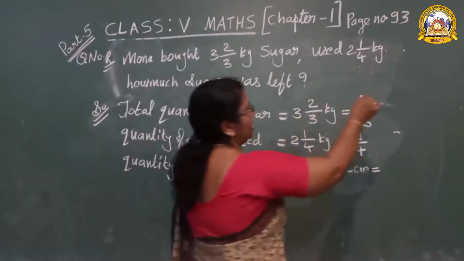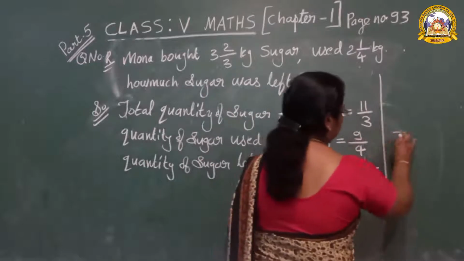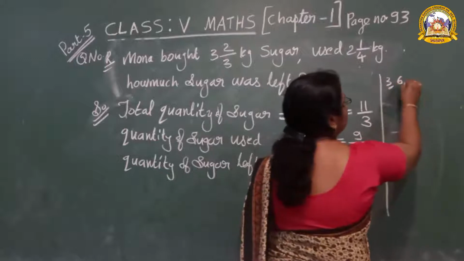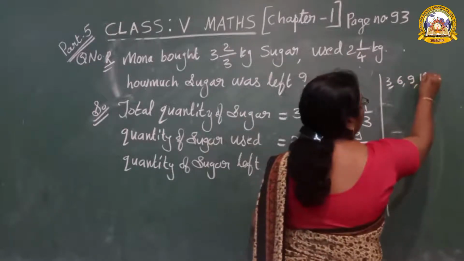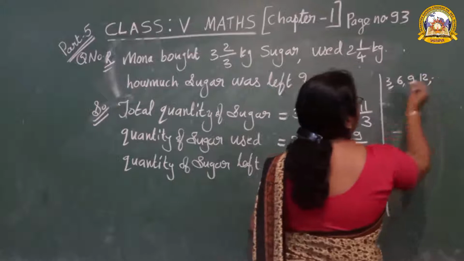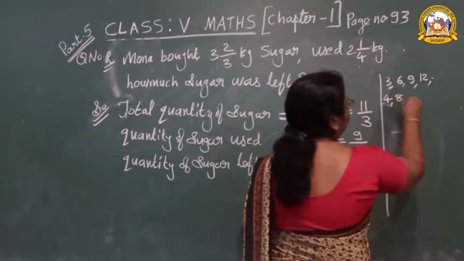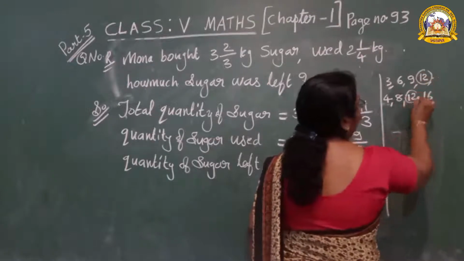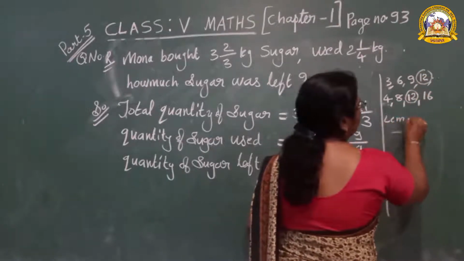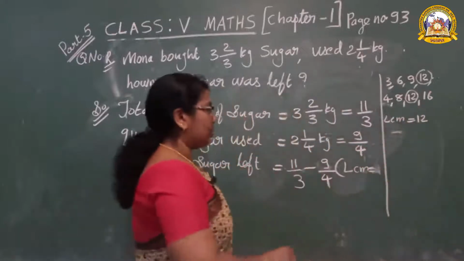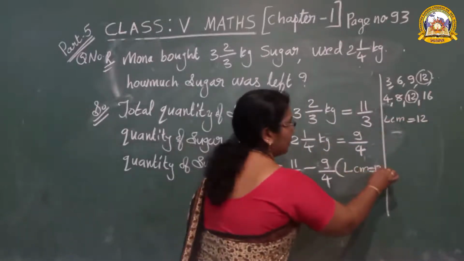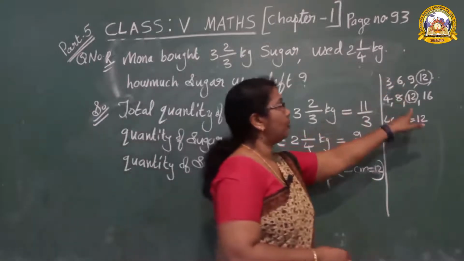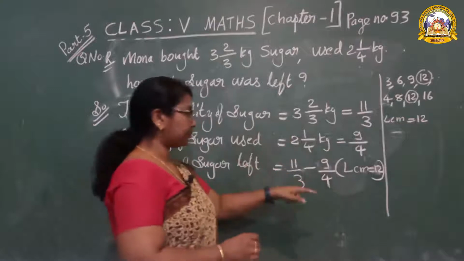So we have to write here LCM is equal to. Look here, students. The teacher is showing how to find the LCM. Look here, 3, 6, 9, 12, etc. Now look here, 4, 8, 12, 16. Which is common here? 12. So we get the LCM is equal to 12. So you should write here, what is the LCM, students? 12. In both 3 and 4, the common multiple is the LCM.